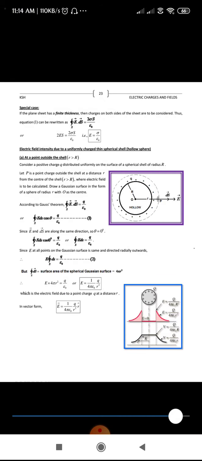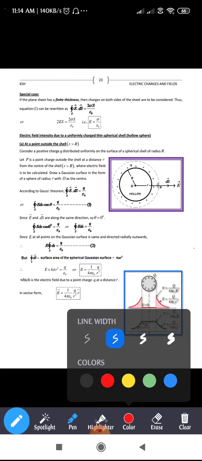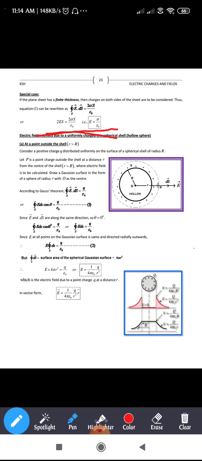The next case is where we take a sheet of finite thickness. In that case, we consider it as two separate sheets. So we express it as 2Es is equal to 2 sigma s divided by epsilon naught. The s and s cancel, and the 2 and 2 cancel. What is left is E is equal to sigma divided by epsilon naught. This is the expression when you take a sheet which has finite thickness.